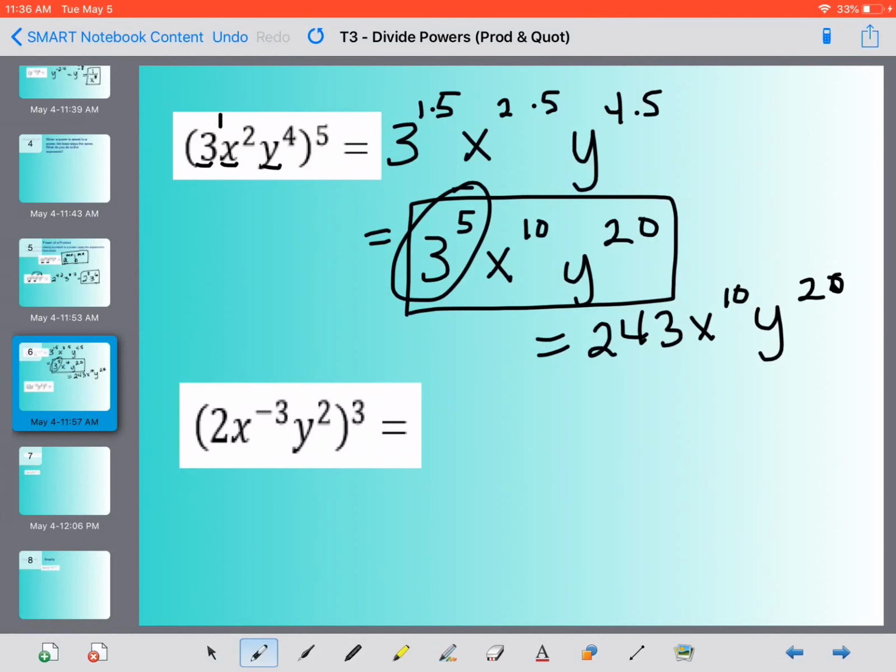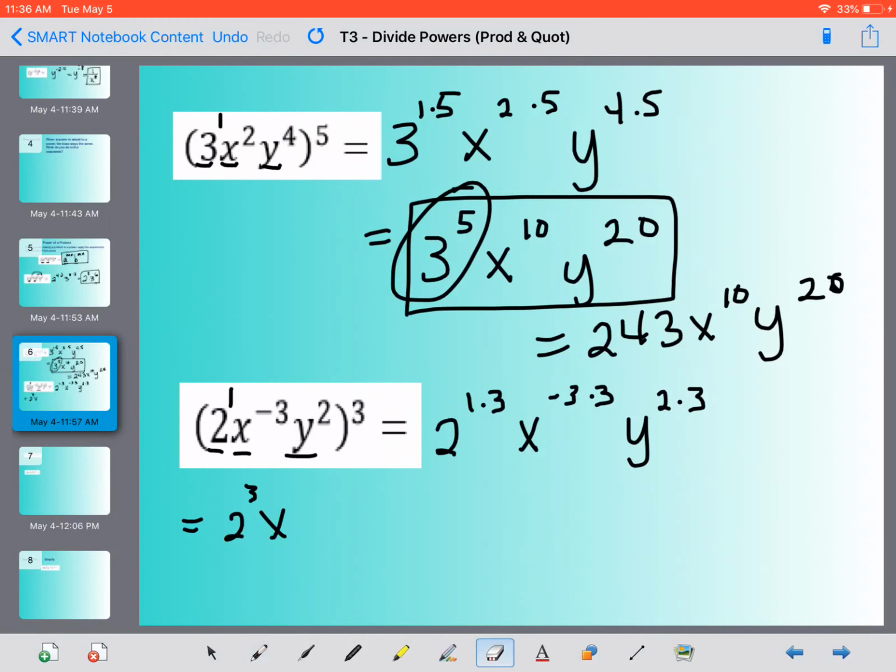Okay, this one, let's do that again. We have 3 factors that we have to multiply the powers to. This is the same as 2 to the 1st power. So that would be 2 to the 1 times 3, x to the negative 3 times 3, y to the 2 times 3. So we're going to get 2 to the 3rd, which is 8, x to the negative 9, y to the 6th power.